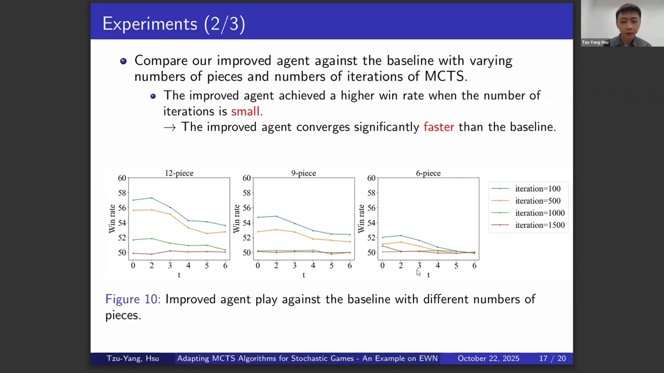In these diagrams, we can see that the improved agent can achieve a higher win rate when the number of iterations is small, showing that the improved agent converges significantly faster than the baseline.